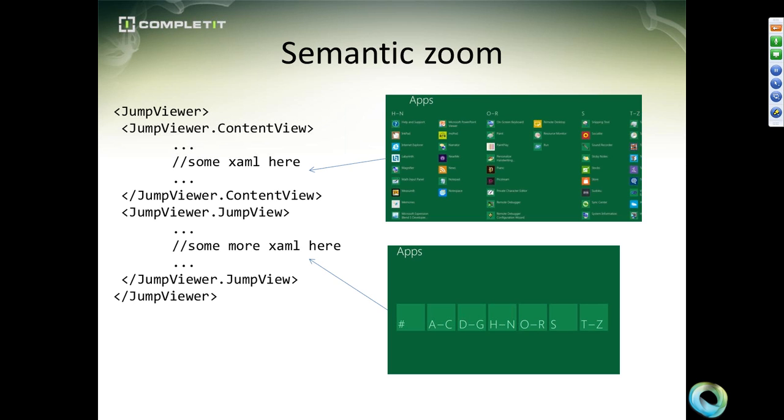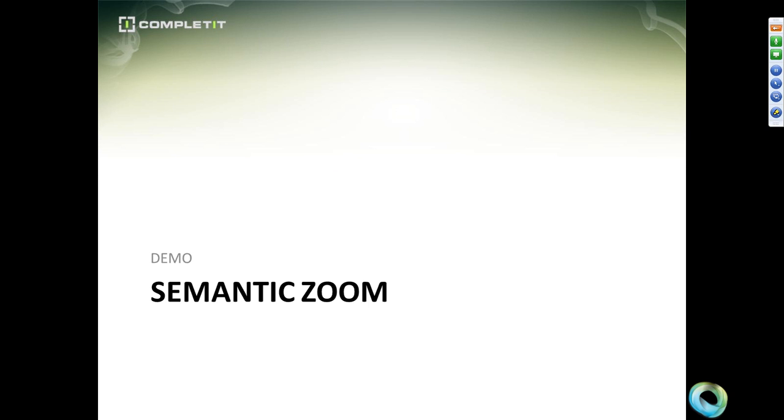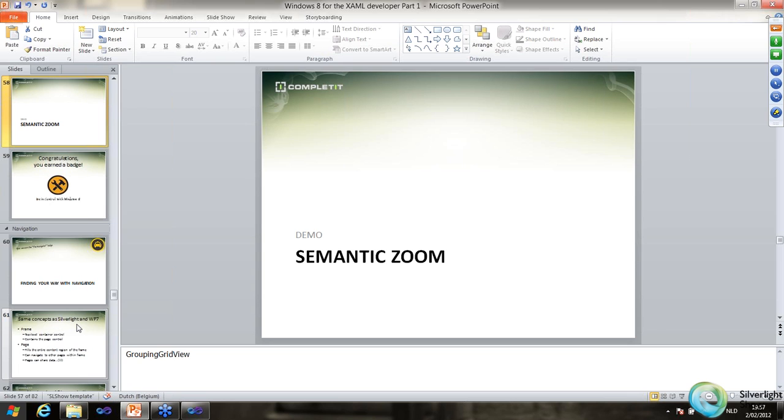So what you had there is the list of all your apps, and then you could pinch, zoom out, and then you can have the jump view content basically, which is actually a higher view of your data, and it's called semantic zoom. Now semantic zoom is possible to achieve using the jump viewer control. Let me first show you.